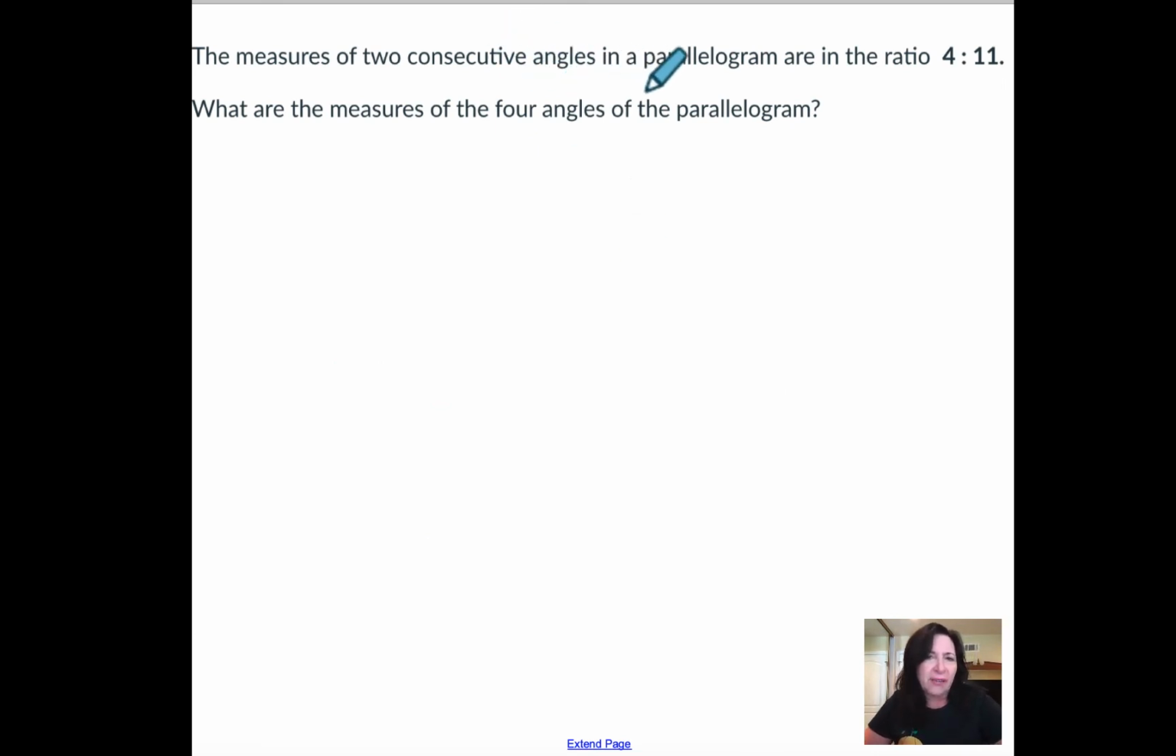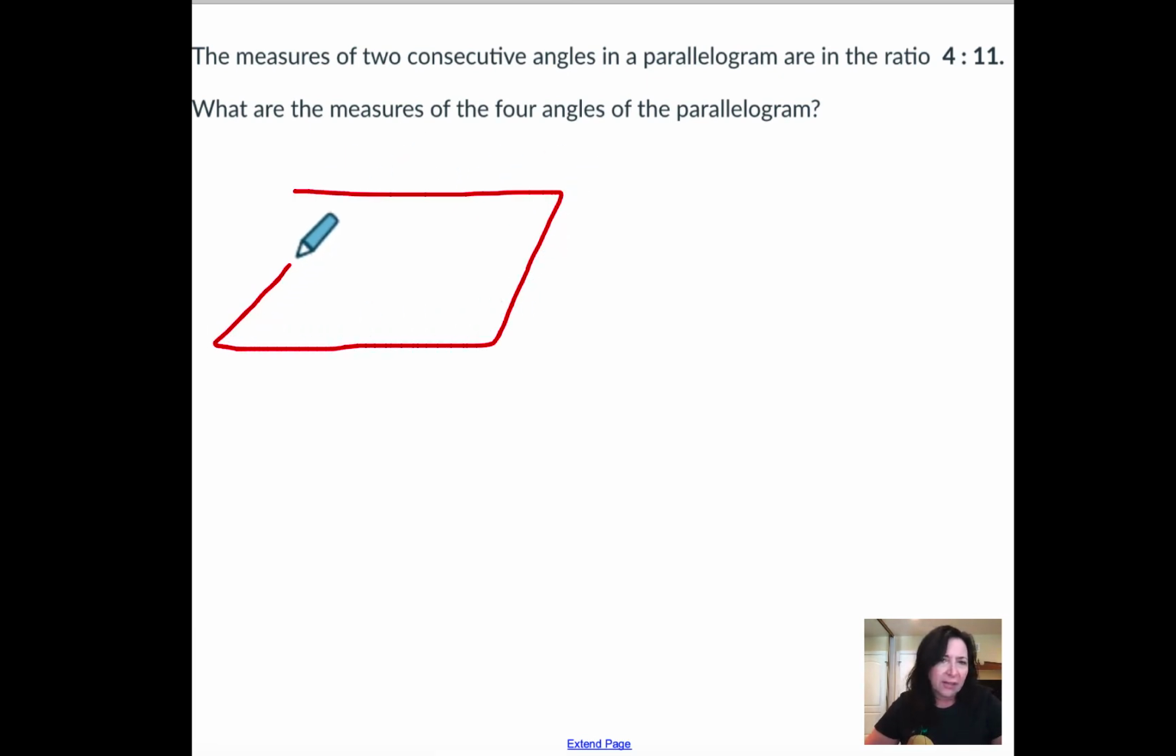Measures of two consecutive angles in a parallelogram are in a ratio of 4 to 11. So again, we have a parallelogram that looks like this, something like that. Hopefully it closes. Two consecutive angles, one right after another, are in a ratio of 4 to 11. So this is 4 of something and this is 11 of something. But what you need to remember about a parallelogram is not only do they have opposite sides congruent, but opposite angles are congruent. So if that's 4x, so is this. And if this is 11x, so is this.